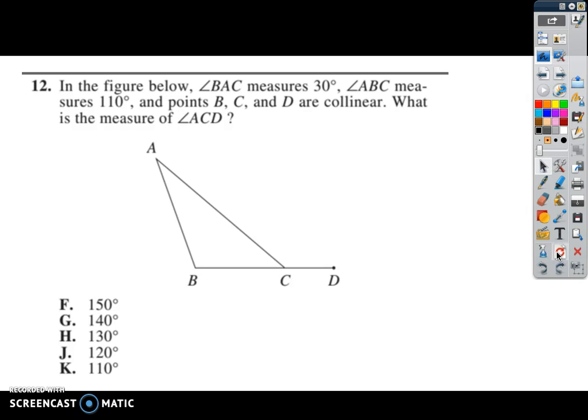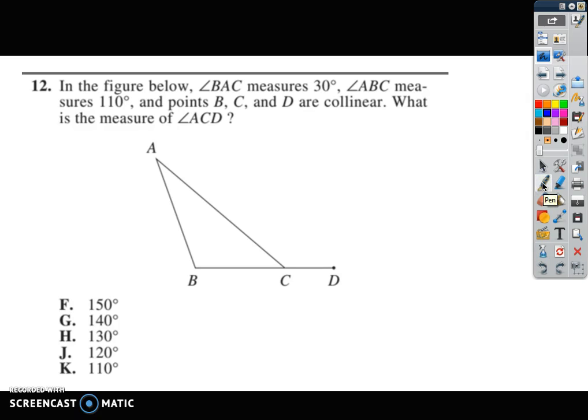Okay, next one, a little bit of geometry. If you read where it says the angles are, angle BAC is 30. So BAC is up here at A, the vertex is A. Angle ABC, angle B, is 110. And it wants to know what angle ACD is. So ACD is this outside angle right here. There are 2 ways to do it.